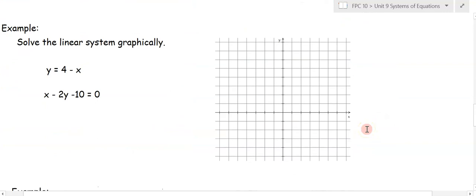Let's try one more, solving this system of equations graphically. I can graph this first one, y equals 4 minus x. Again, you can graph two different ways. You can make a table of values, plug in 0 for x, plot y, plug in 0 for y, plot x, connect those 2 points, or you can put it into slope-intercept form. It's your choice. So if I was to make a table of values for this one, when I plug in 0 for x, I get 4 for y. When I plug in 0 for y, I would get 4 for x. So I could just plot those.